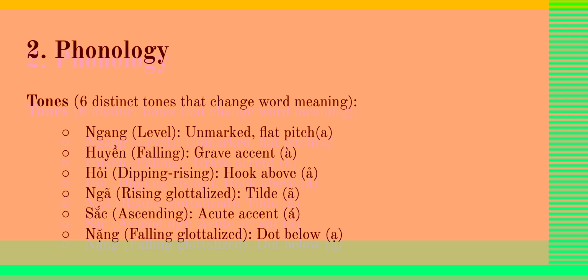Hoi is marked with a hook above, Nga is marked by a tilde, Sak is marked similar to what we have seen with Yuan, and Nang is marked by a dot below. So these are basically the six tones and how they are marked in the Latin script, which is what I have showed you.